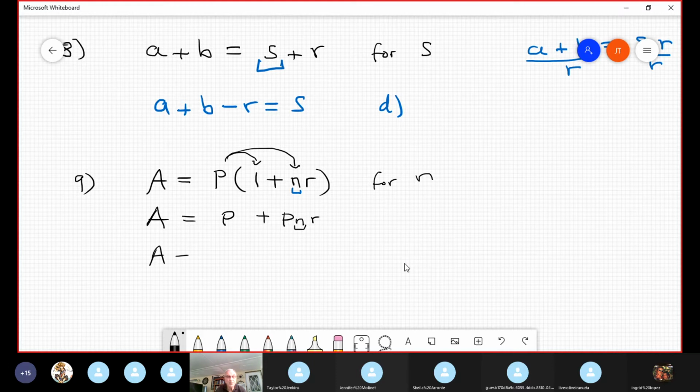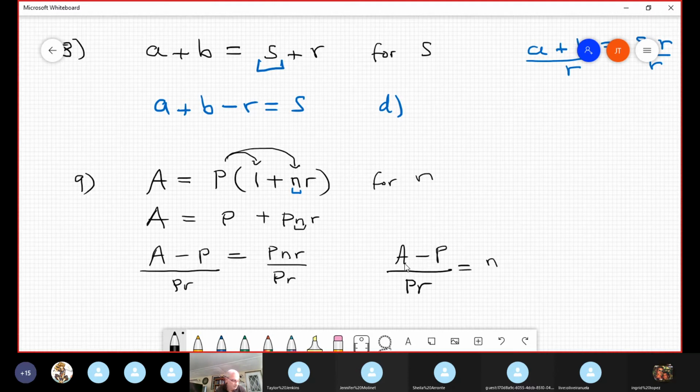Subtracting P, A minus P is equal to P and R. Wow, finally, remove P and R because I want to isolate R. Entonces my formula is A minus P divided by PR is equal to R. Let me see, A minus P over PR, so it is the D option. Super clear?